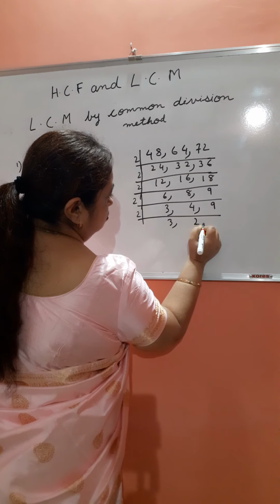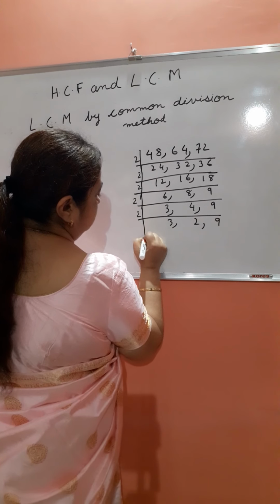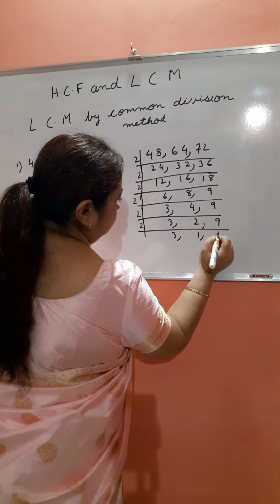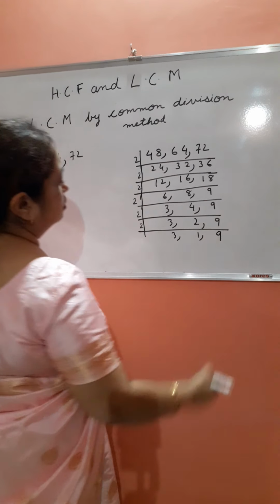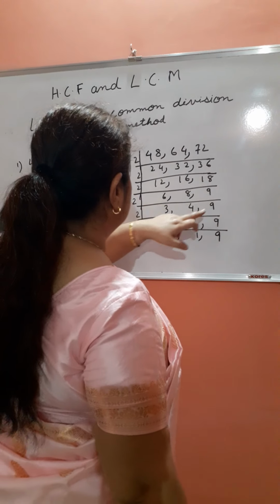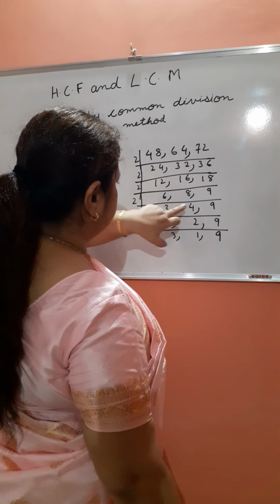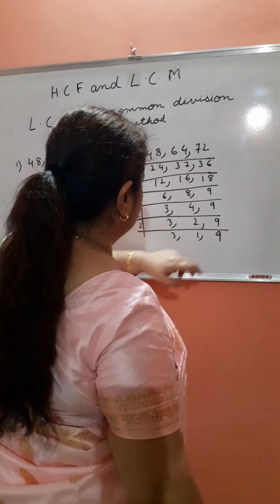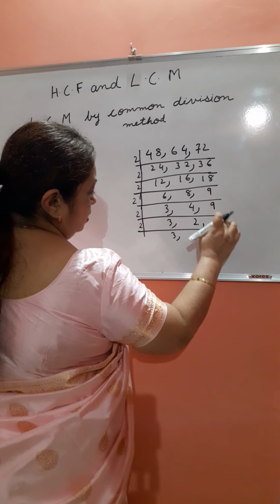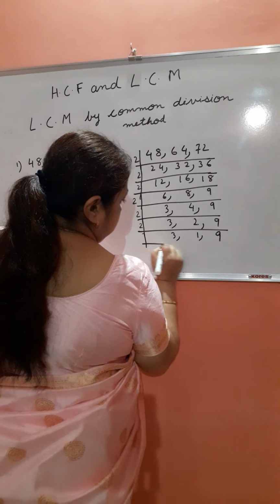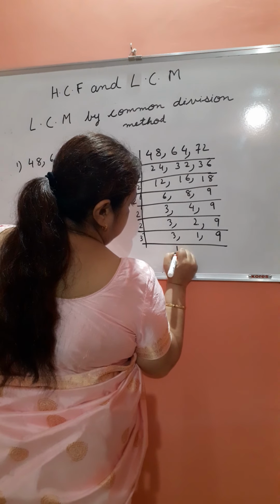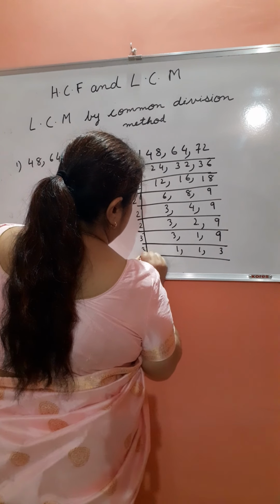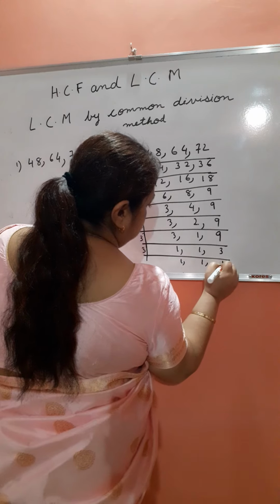3 2, 9, again 2, 9, 2 6s are 12, 2 8s are 16, 2 9s are 18, then 2 3s are 6, 2 4s are 8, and 9 will remain here, 2 3, then 2 2s are 4, 2 9. If it is not divisible by 2, then the same number is written here. Now 3 1, 3 1 and 3 again, so 3 1 1 1.